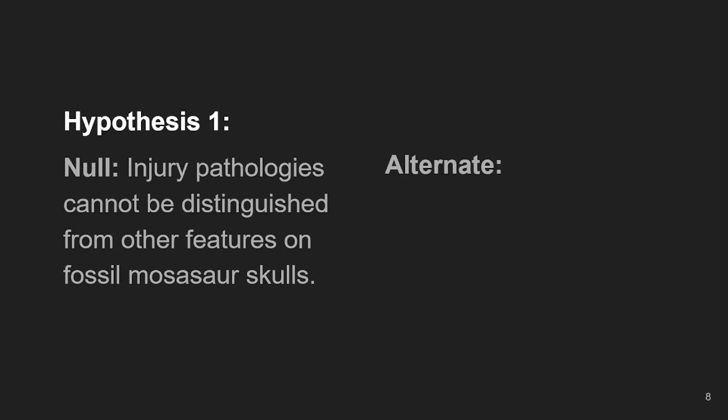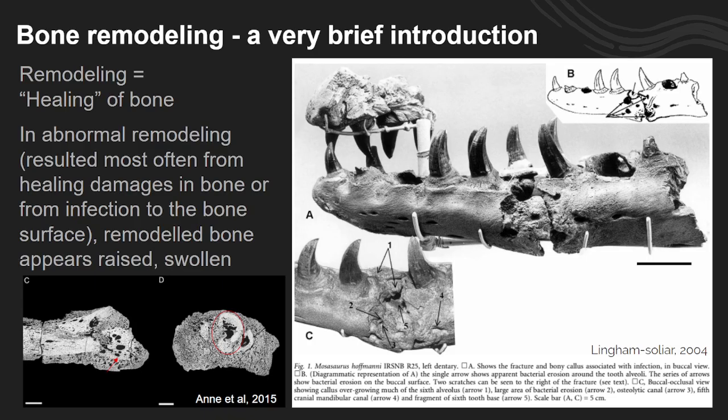So we're going to start with a first hypothesis. So the null hypothesis that I have here is that injury pathologies cannot be distinguished from other features on mosasaur skulls. Well, what do I mean by other features? So actually, I want to start by defining what bone remodeling is. You are all geologists, and maybe your biological backgrounds are not the most complete, so I want to define remodeling. So remodeling is actually maybe more colloquially referred to as healing on bone.